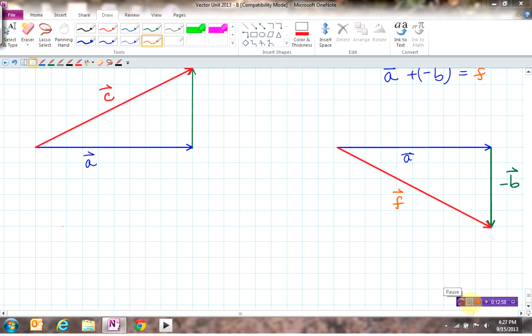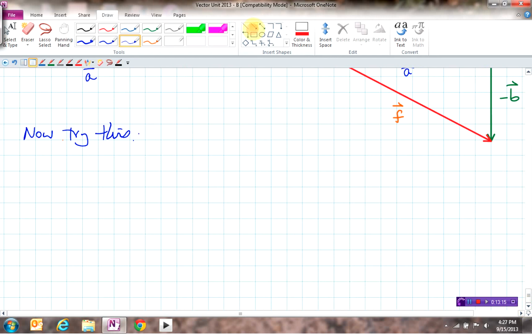I'll give you one more example to try. Pause the video, then watch for the answer afterwards. So here you go. Now try this. Give you two vectors. First one will be a vector like this. And we're going to call this vector, I don't know, W. And then we're going to have a second vector, and I'm going to go like this. And I'm going to call this vector Y.